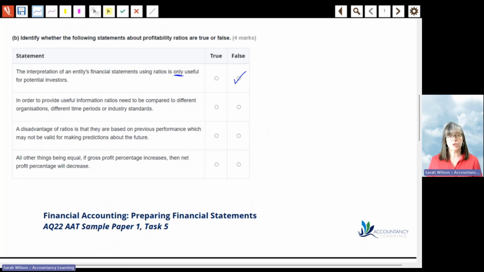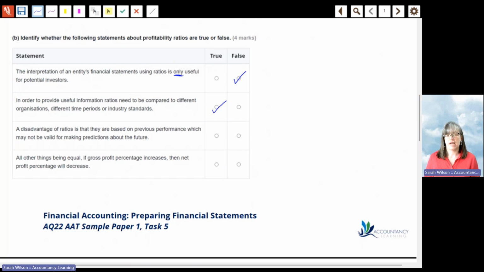The second one, in order to provide useful information, ratios need to be compared to different organisations, different time periods or different industry standards. So absolutely, this is true. So ratios are a snapshot in time of performance. So it's all very well being able to say, the ratios are this at this particular time, but what does that actually mean? We need to be able to compare it against something to understand whether there's been an improvement or a decline in that ratio, and therefore what does that mean for the business?